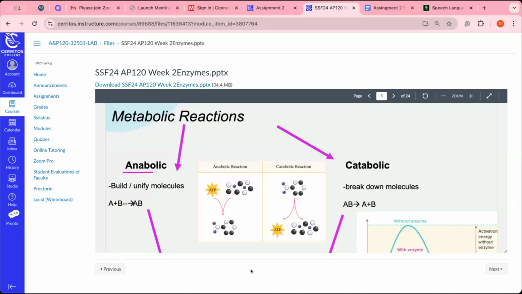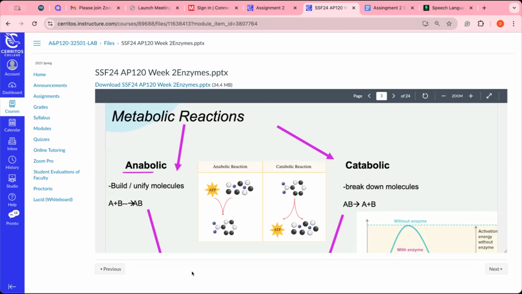So this is week 2. We're talking about enzymes and metabolic reactions, related to your metabolism. We have different kinds of enzyme reactions, metabolic reactions. We have anabolic reactions and we have catabolic reactions. Anabolic reactions build or unify molecules. So they put molecules together.